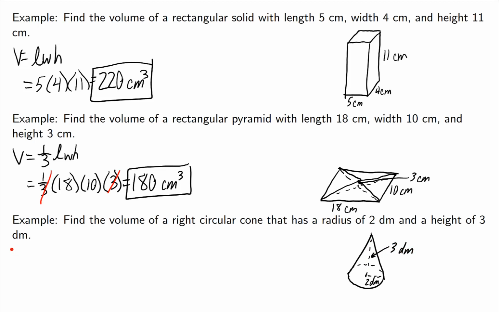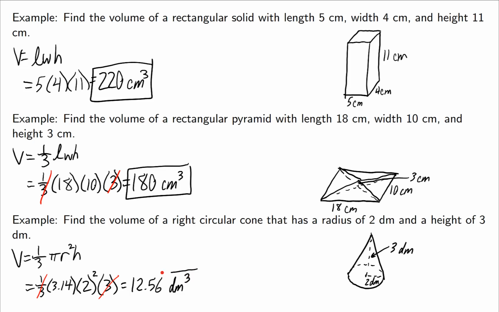Now the volume of a right circular cone is 1/3 pi r squared h. So we get 1/3. Pi is 3.14, but remember your pi key may be needed for homework problems. R is 2, and h is 3. Again, I see the same simplification. The 1/3 and the 3 can cancel out, and we're left with 3.14 times 2 squared, which is 12.56. And this time we're looking at decimeters cubed.